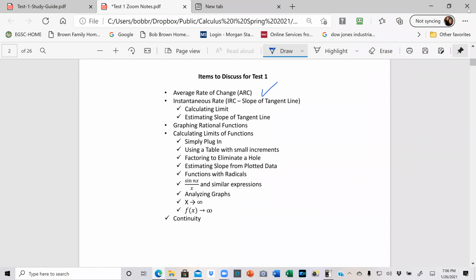The average rate of change, instantaneous rate of change by calculating a limit, estimating the slope of a tangent line, and another technique we'll talk about. Noah, you talked about graphing rational functions. We'll cover that. And then we're going to be talking a lot about how to calculate limits. There are various ways to do it, and they're sort of listed here. And then the last thing we're going to talk about is continuity.